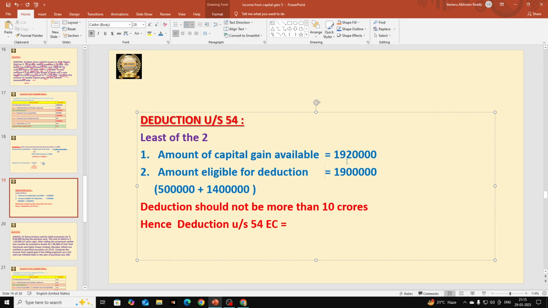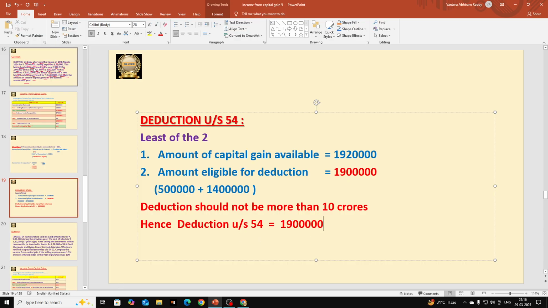Now out of these two you have to select the least one, students. Okay, the least one is 19 lakhs. So how to select it? You have to draw a circle around that, but here I am changing the color of that. 19 lakhs I selected, and the deduction whatever we are going to give should not be more than 10 crores. If it is more than 10 crores, you should give only 10 crores deduction. Okay, so here it is 19 lakhs. It is less than 10 crores, no issues, and I am going to give 19 lakhs deduction.